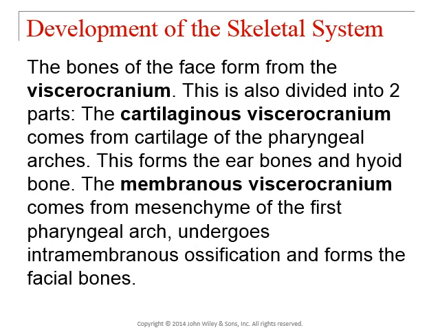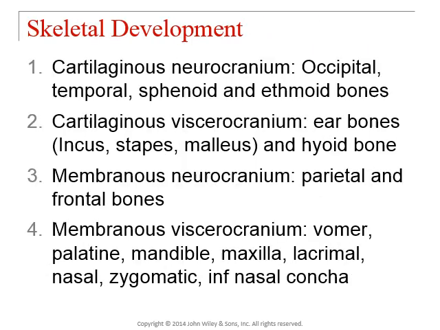So the bones of the face are going to form what's known as the viscerocranium. This is going to be divided into two parts: the cartilaginous, which will be the cartilage of the pharyngeal arches. This forms the ear bones and the hyoid bone. Whereas the membranous viscerocranium, the pharyngeal arch, undergoes intramembranous ossification and forms the facial bones. So the best way to remember this is to look at both the neurocranium and the viscerocranium separately.